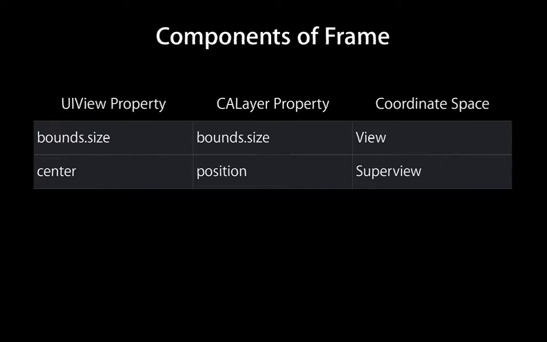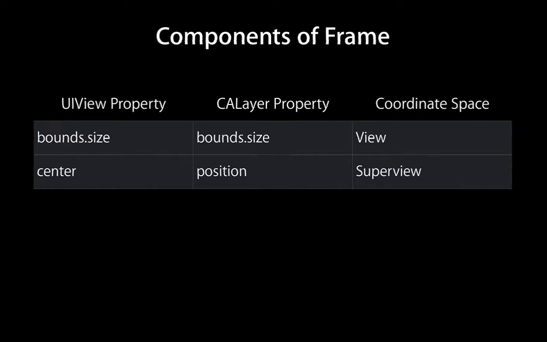Next, we have center. Center is the property on UIView. If you were to ask for the property on CALayer, you would find that CALayer does not have a center property. In fact, it has a position property. Those are the same thing. When you set the center property on the UIView, it sets the position property on the CALayer. We'll see in just a second why they're named something different, but they are actually the exact same thing. And that's a CGPoint in the superview's coordinate system.